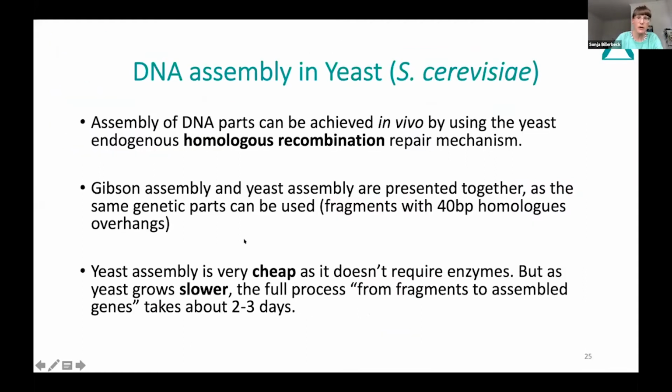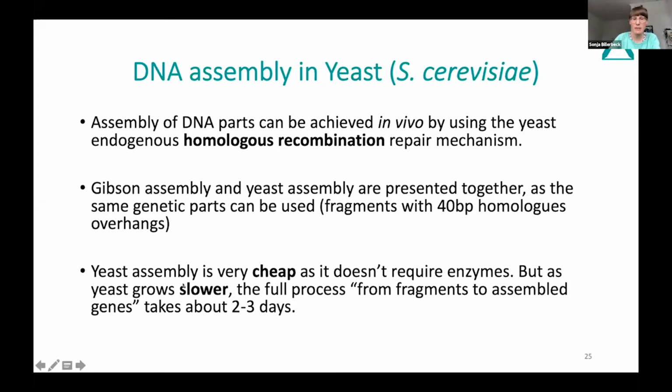To go back, this is also why we lumped it together in this webinar, because Gibson assembly and yeast assembly can basically be used interchangeably, as the same genetic parts can be used for it. This means namely fragments with homologous ends of, let's say, 40 base pairs. Gibson assembly usually works between 20 and 40 base pairs, and for yeast assembly you want to have a little bit longer ends, but it usually works between 25 and 40 base pair homologous regions.